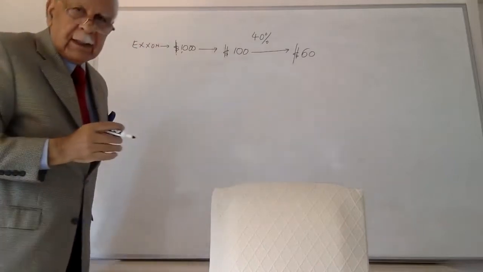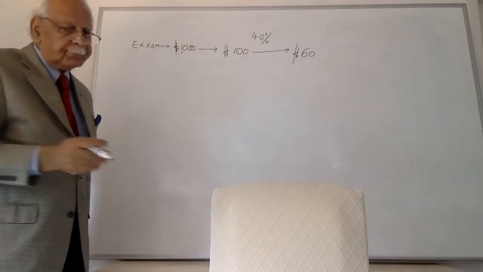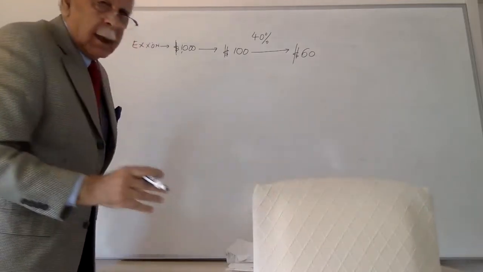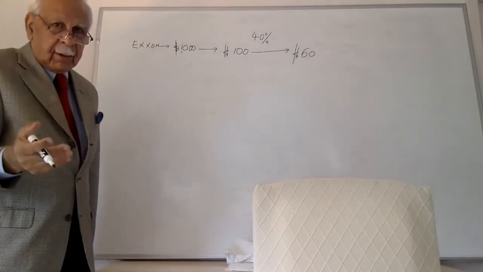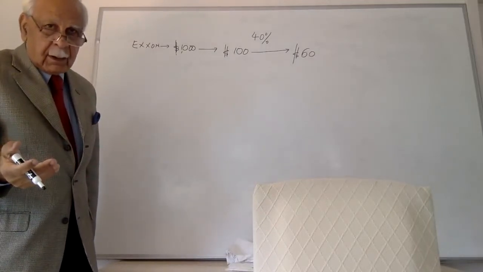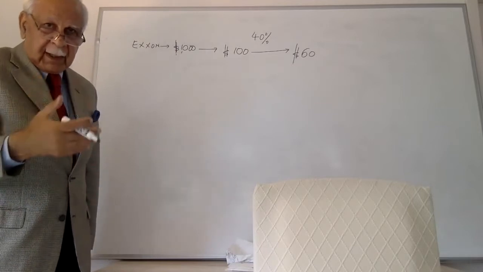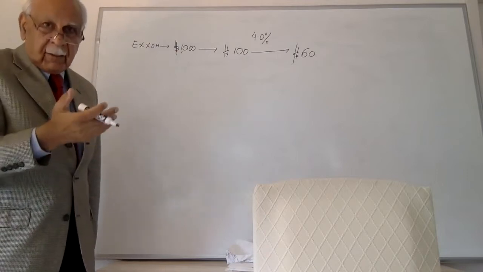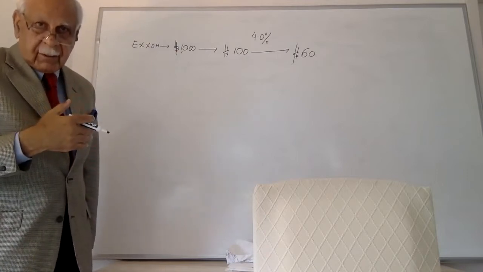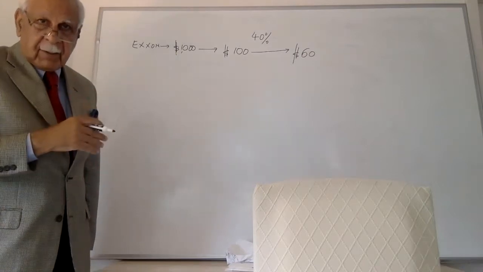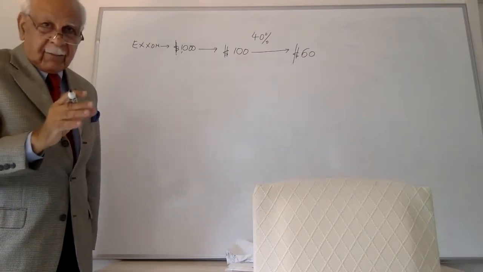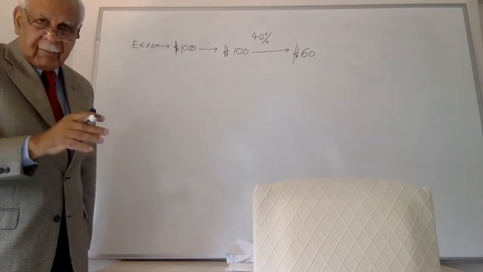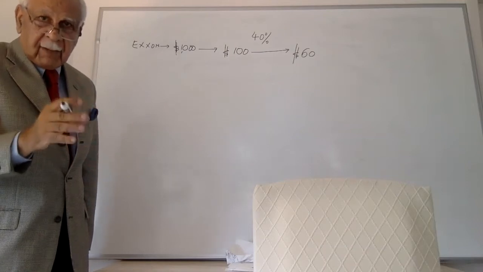So the shareholders get $60. Simple. Now what happens? Rich people, shareholders, pay the personal income tax, individual income tax. Let us say on $60, that's their income this year from Exxon, after Exxon paid the corporate tax. Let us say they're in the 50% bracket, the rich shareholders. So half of the $60 will go to the government again.